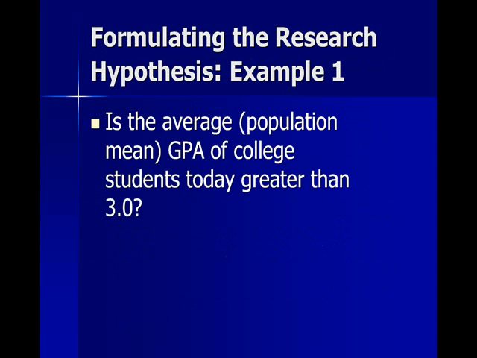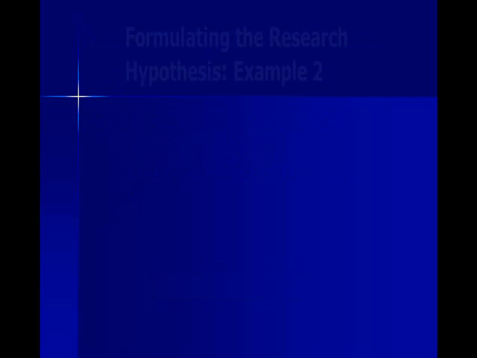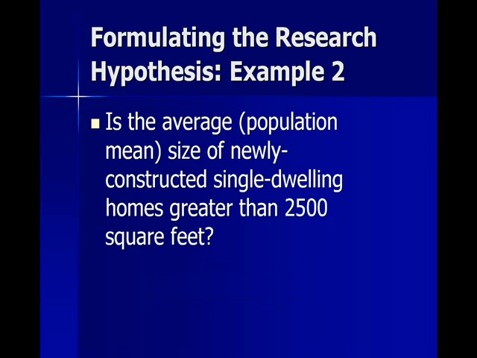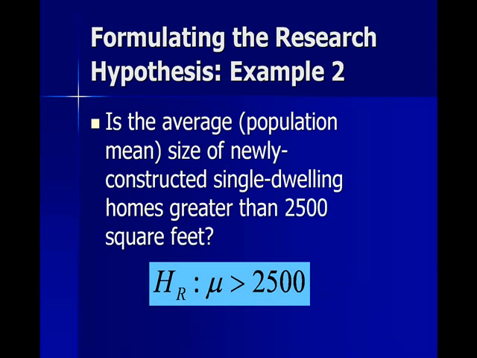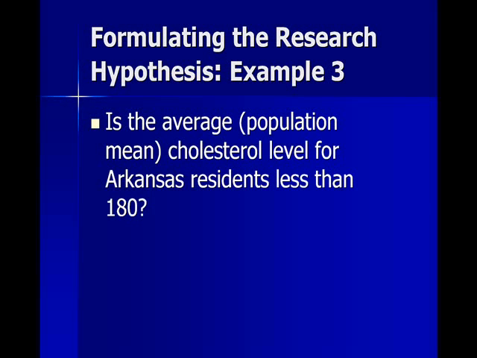So our question is, is the average or population mean GPA greater than 3.0? What we're trying to conclude is that the population mean is greater than 3.0. So H with the R, that's our research hypothesis, the population mean greater than 3.0. Next, the population mean greater than 2,500. Next, the population mean cholesterol level less than 180.